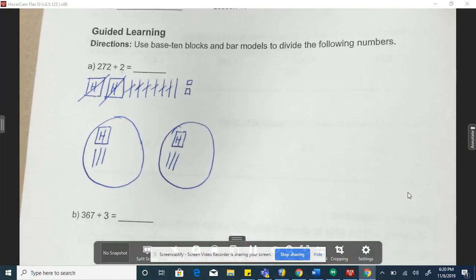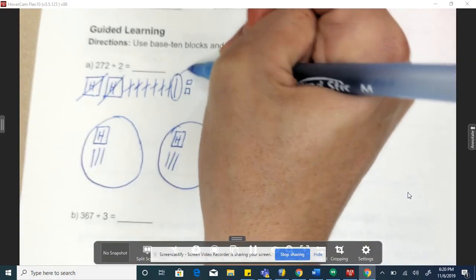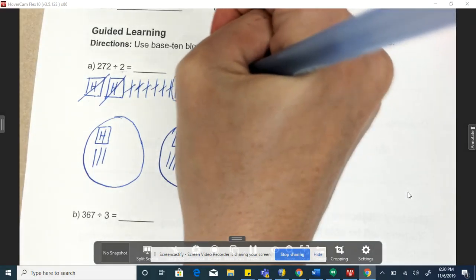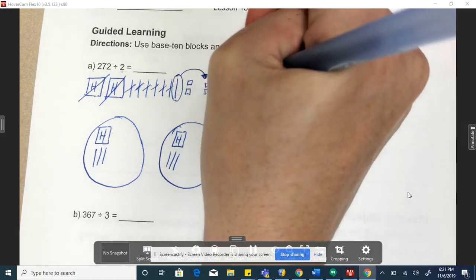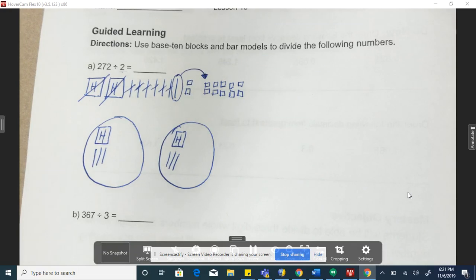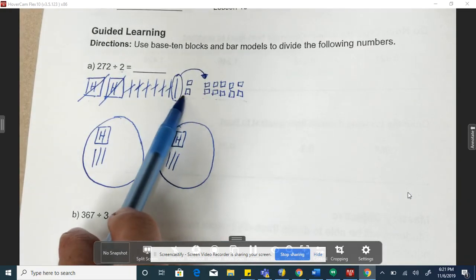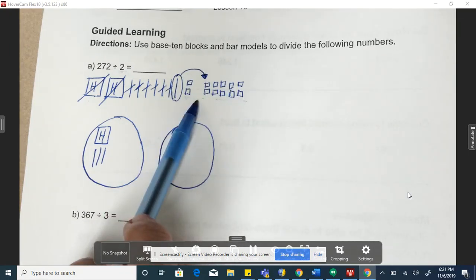Oh, I see I have a 10 left over, but I can't evenly split 1 ten between the 2 groups, so I'm going to regroup this. I'm going to circle the leftover 10, and I'm going to rewrite it as 10 ones. So I'm right now drawing 10 ones blocks, or ones cubes. So now you'll see that we have the 10 ones that we had here, but we also have the 2 ones that we already had. In total, we have 12 ones cubes.